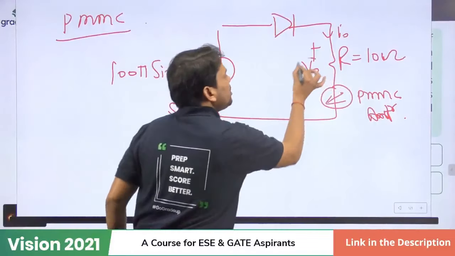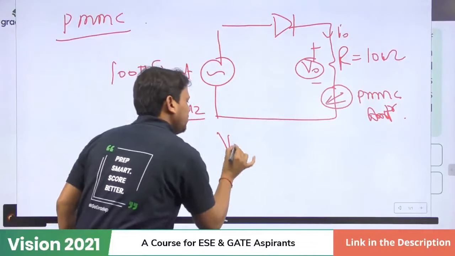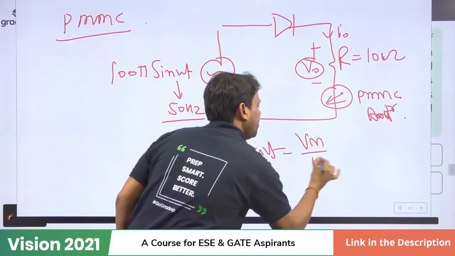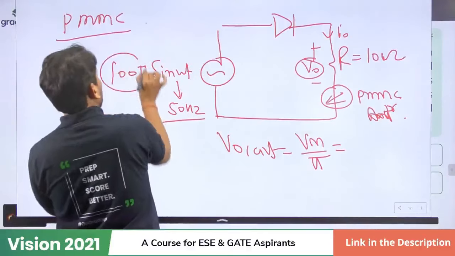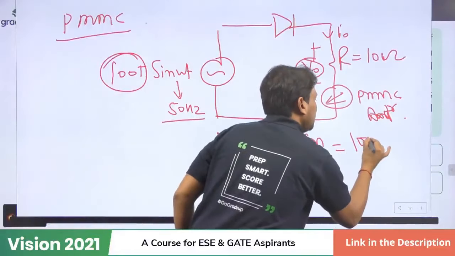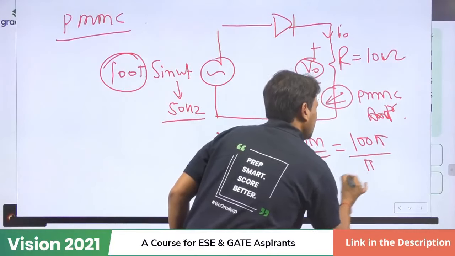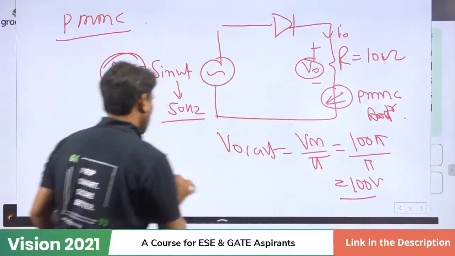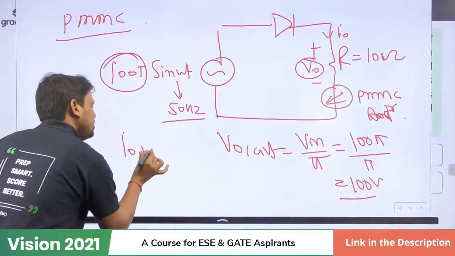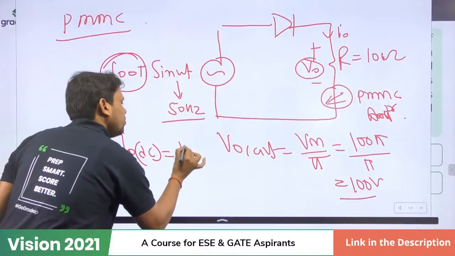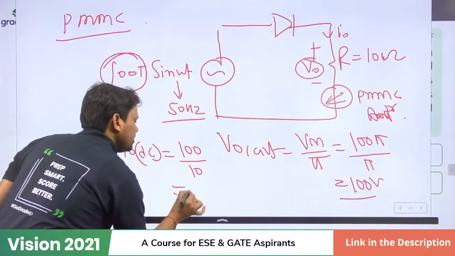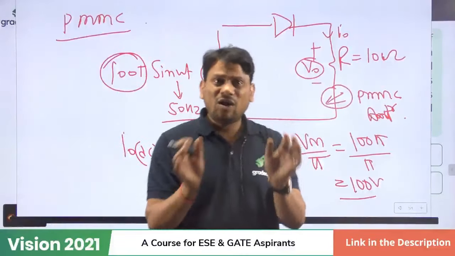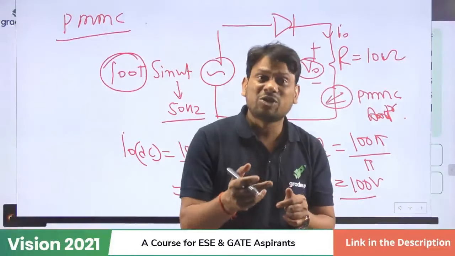What will be the V0 average in a half wave rectifier? Everyone knows it. V0 average is Vm by pi, which is nothing but, dear friend, 100 pi by pi. So it is 100 volt. So what will be the I0 DC? I0 DC will be V0 DC by R, which is nothing but 10 ampere. Try to understand all the concepts that we are going to discuss here.